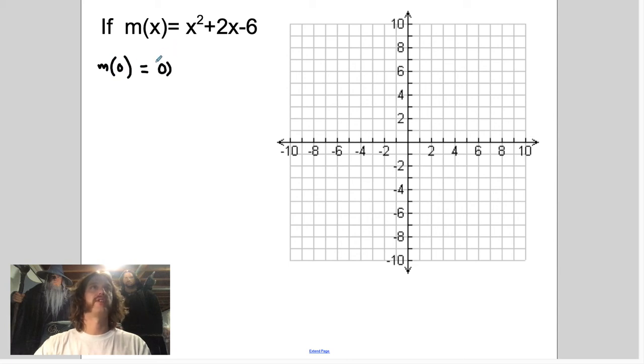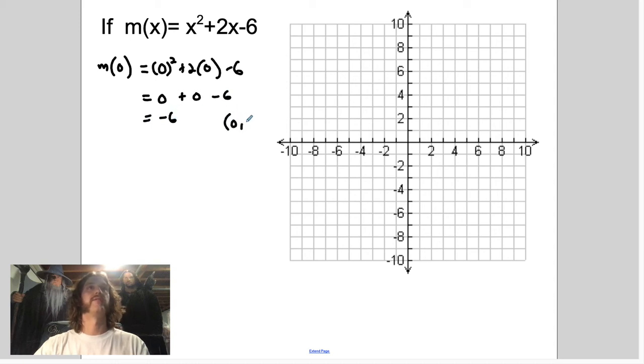So you go to your equation. We're going to do 0 squared plus 2 times 0 minus 6. That's 0 plus 2 times 0, which is 0, minus 6 is negative 6. So we get the point (0, -6). It's on our graph. 0 is really easy to do math with.